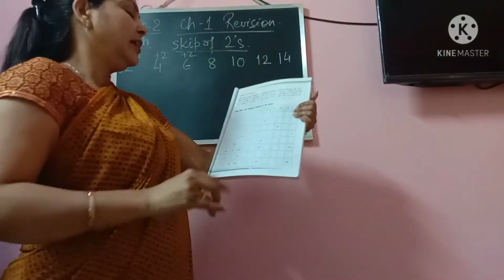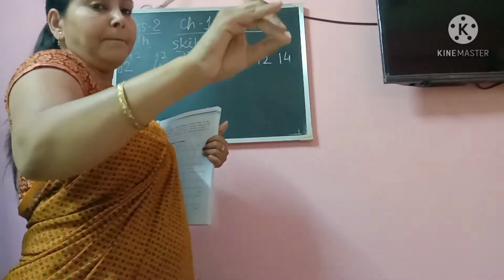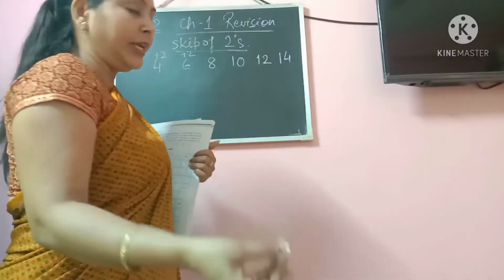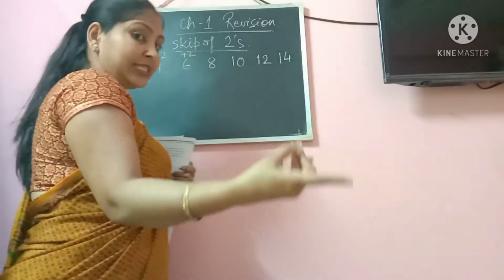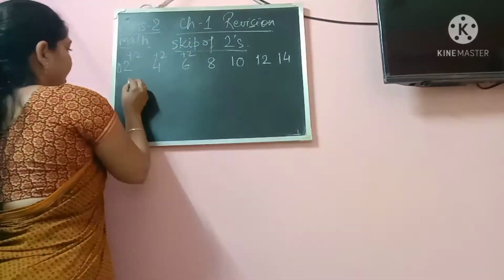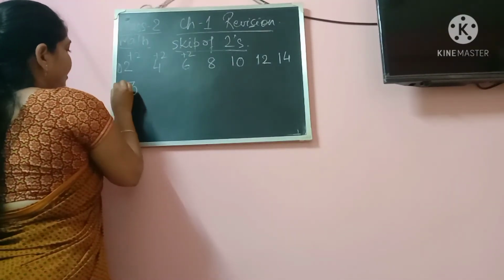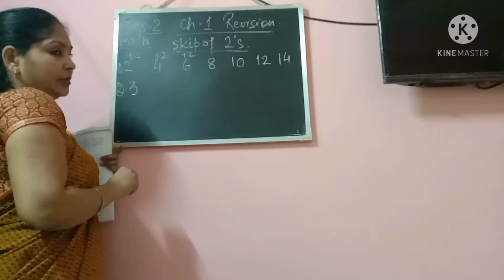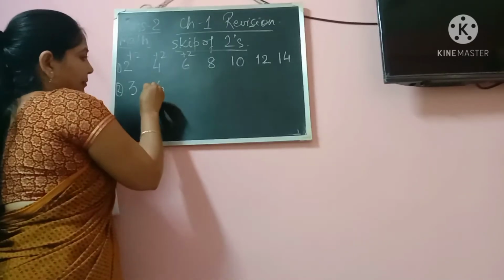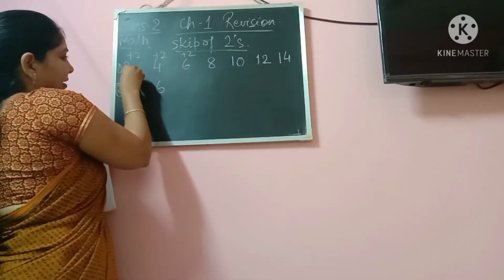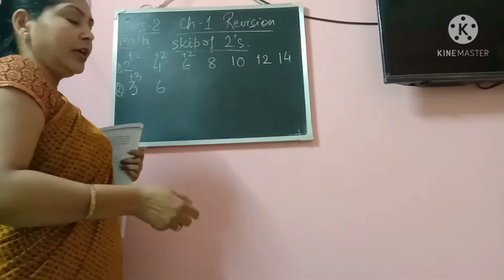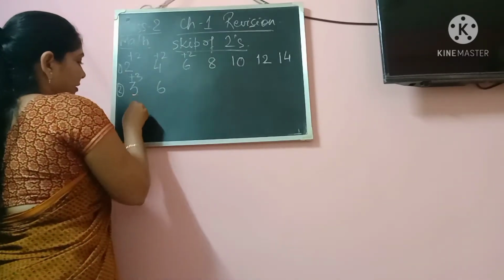Now in the second pattern, 3. How much are you adding, or how many numbers are you skipping, to get 3? First we are starting from 3, in the second question, and the next number is 6. So how much have we added? We have added 3. How will we understand?